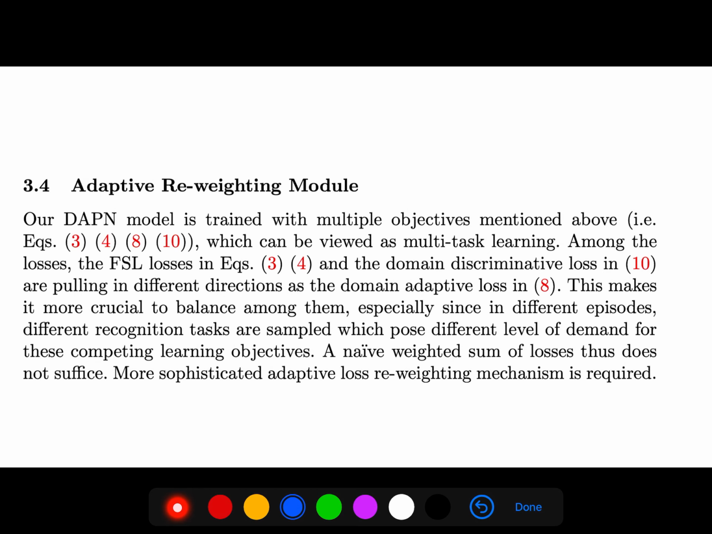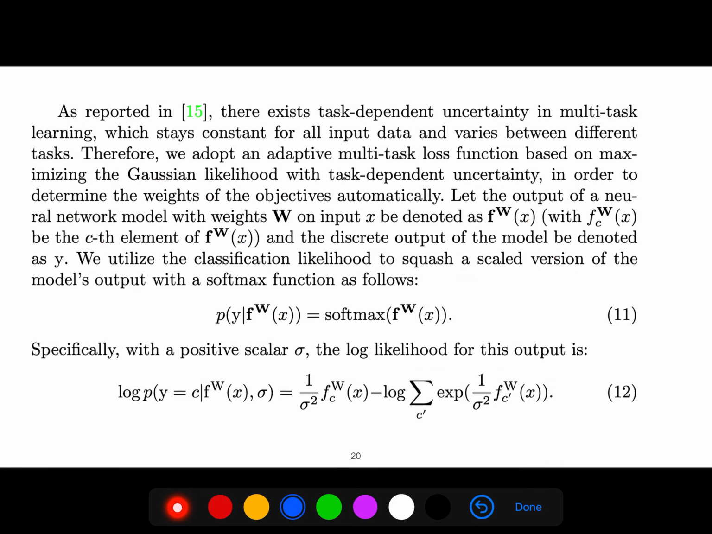So it is trained with multiple objectives, which can be seen as multitask learning. It is crucial to balance among them, especially since different episodes, with different recognition tasks sampled, pose different levels of demand for these competing learning objectives. A naive weighted sum of losses thus does not suffice. A more sophisticated adaptive loss reweighting mechanism is required.